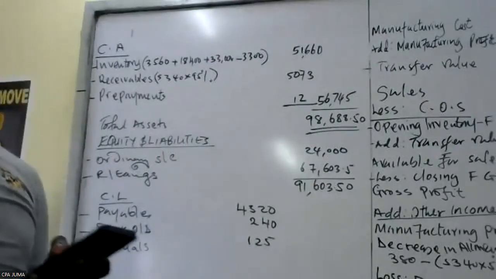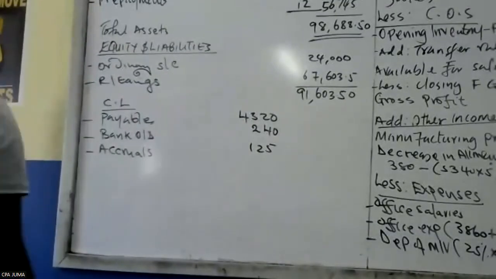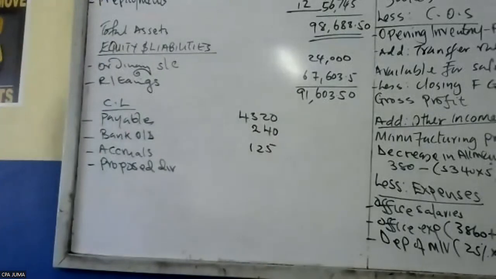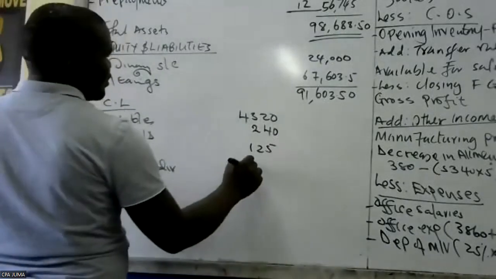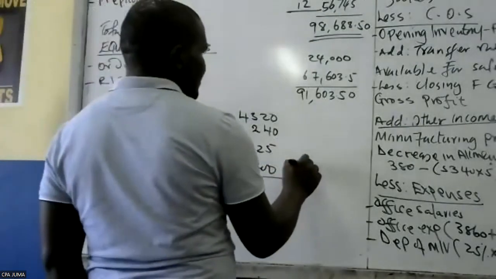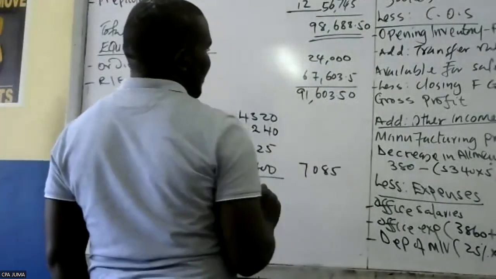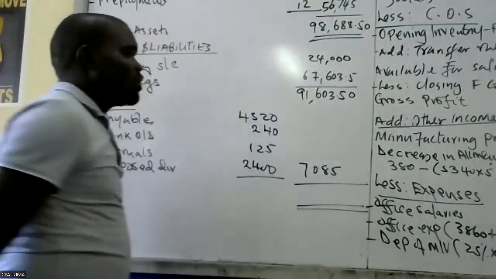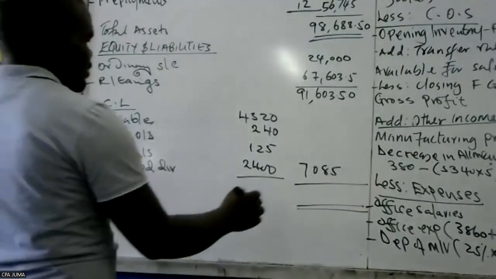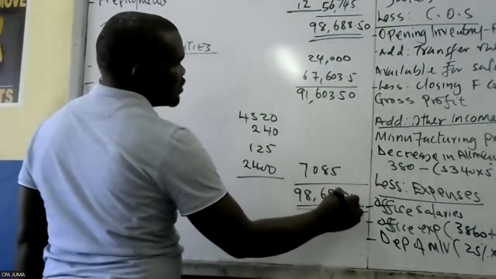Proposed dividends. When you propose, you have not paid. You have intention to pay. So proposed dividends, we had calculated it. It was shillings 10 per share. We got 2,400. So can you add? 70. 85. Can you try to add? At what figure? 98. It means we have not messed anywhere.